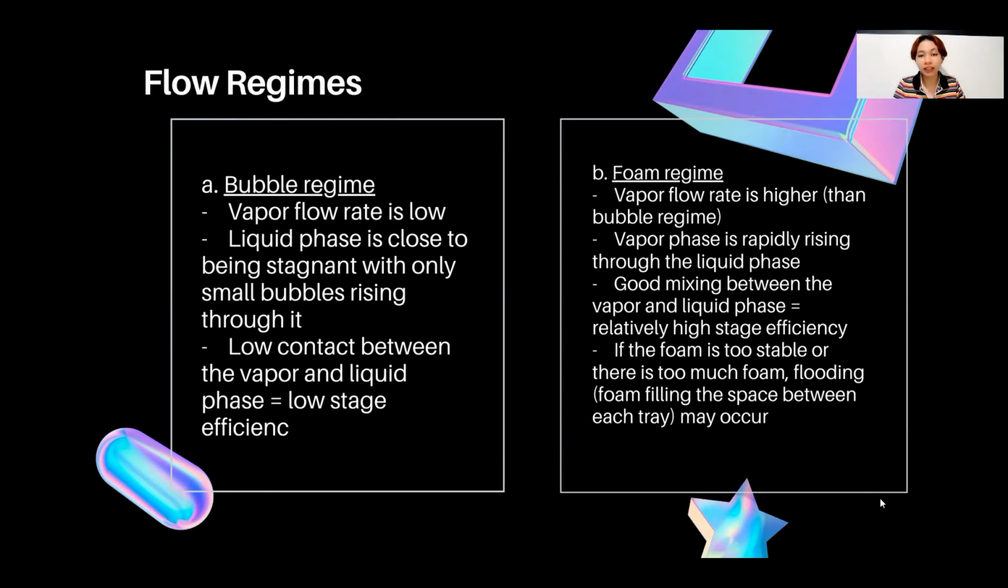The next one is the foam regime. In the foam regime, the vapor flow rate is higher compared to the bubble regime. The vapor phase is rapidly rising through the liquid phase. Good mixing between the vapor and liquid phase equals relatively high stage efficiency. If the foam is too stable or there is too much foam, flooding may occur. So flooding is when foam fills the space between each tray.